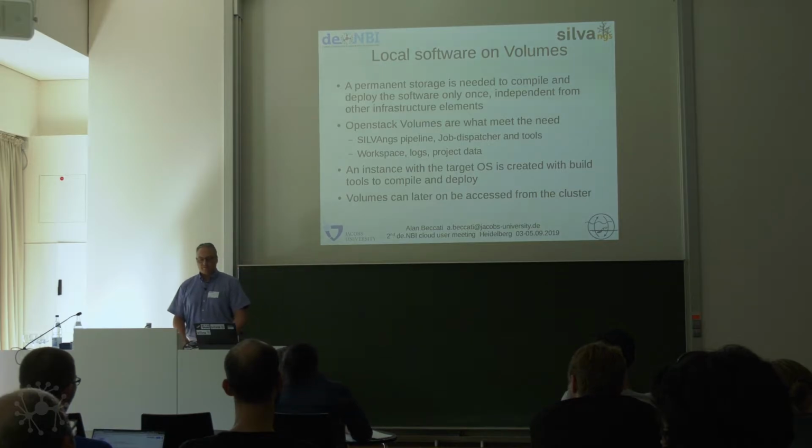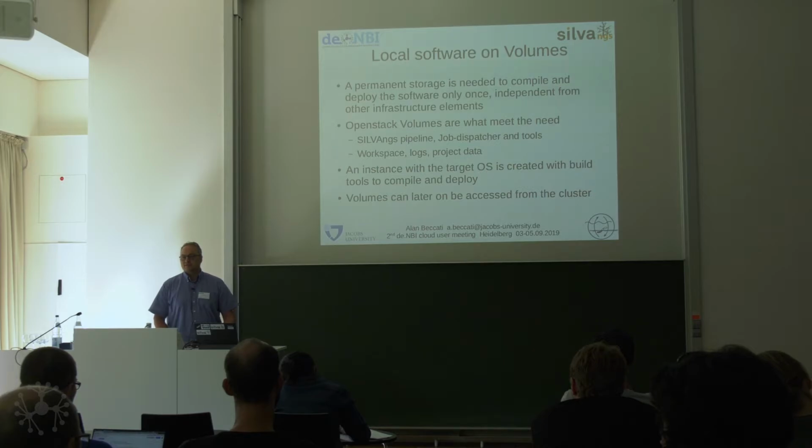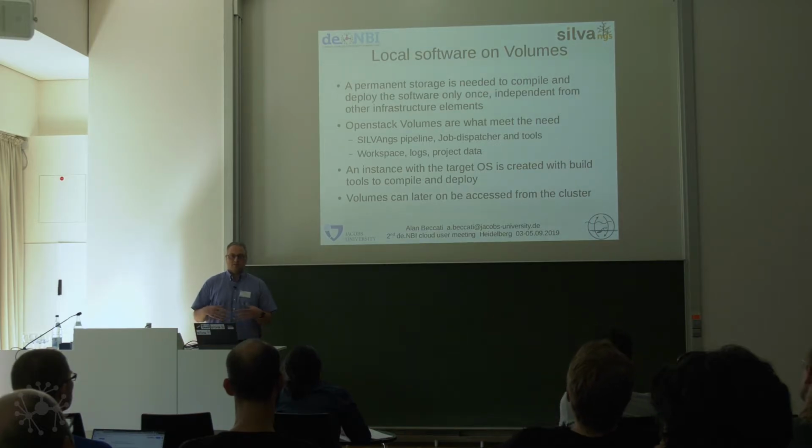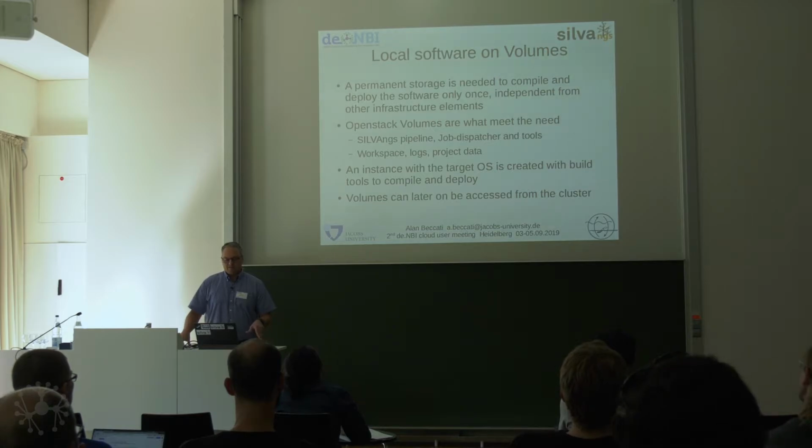So let's start with the local software, local storage. We have used OpenStack volumes, which are basically storage units that you can define in OpenStack and attach to any of your instances in the cloud. This provides storage space where we can compile and install all the required software tools. We have two volumes, one for the software itself and one for the computing workspace, where we store the processing data and the user data.